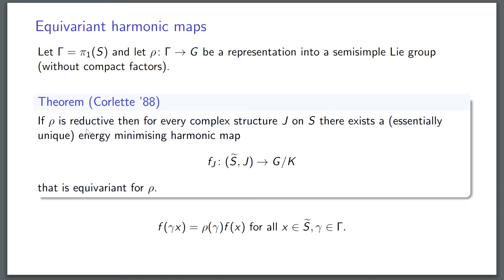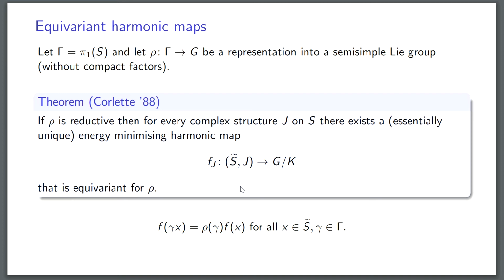And then there's also the point of how unique these harmonic maps are. They are essentially unique, which means that two equivariant harmonic maps for the same representation can only differ by composition with an isometry of the symmetric space. So any such equivariant harmonic maps are the same up to a translation.